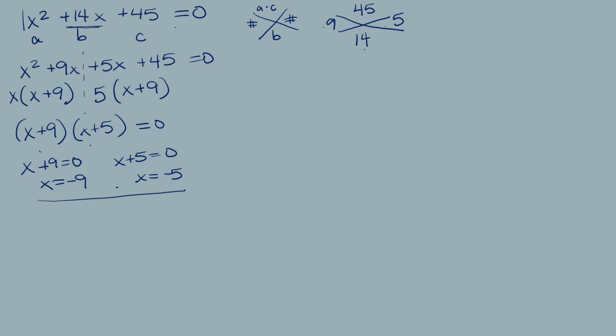So these are possible solutions, and then we just want to plug them into our original equation to check to see if they work. Okay, so our original equation is x squared plus 14x plus 45 equals 0, and we're going to test -9 first. So we're going to do -9 squared plus 14 times -9 plus 45 equals 0.